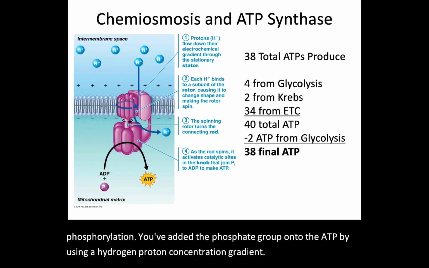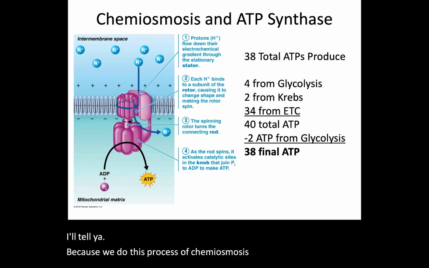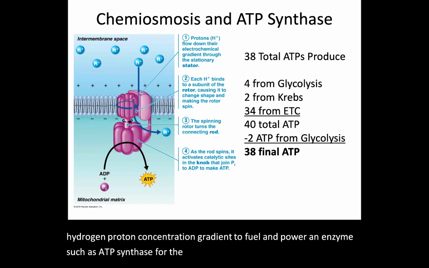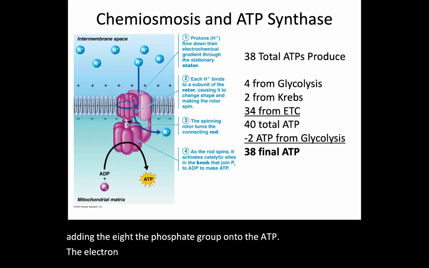How efficient is that? I'll tell you. Because we do this process of chemiosmosis, this idea of using a hydrogen proton concentration gradient to fuel and power an enzyme such as ATP synthase for the sole purpose of doing phosphorylation, adding the phosphate group onto the ADP, the electron transport chain produces 34 ATPs.